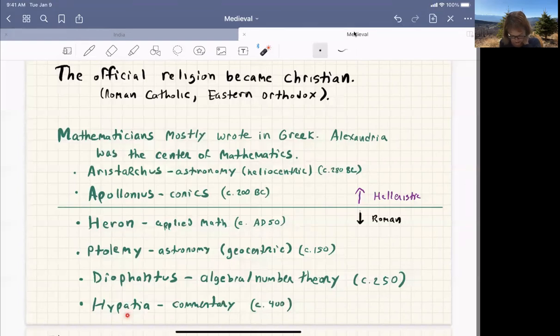And then Hypatia, who I mentioned, I believe, last week, who wrote commentaries. That was around the year 400. So the earlier ones were during the Hellenistic period, where it was the Greeks who were basically in charge, and later was during the Roman period when the Romans were in charge.